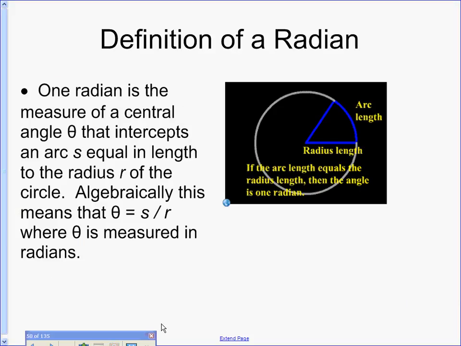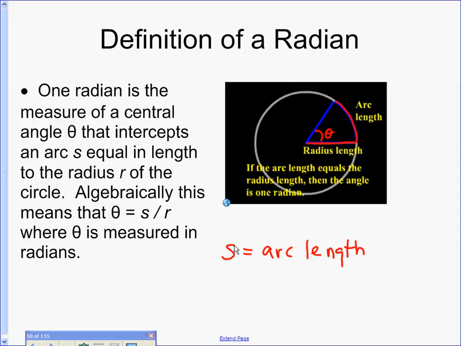Okay, as you know from your activity, 1 radian is the measure of the central angle theta that intercepts an arc S equal in length to the radius R of the circle. So let's say S is equal to our arc length. If you look up here at the diagram, S is your arc length. When that arc length and the radius of the circle are the same, then what we have there is 1 radian. The measure of this angle theta is 1 radian.